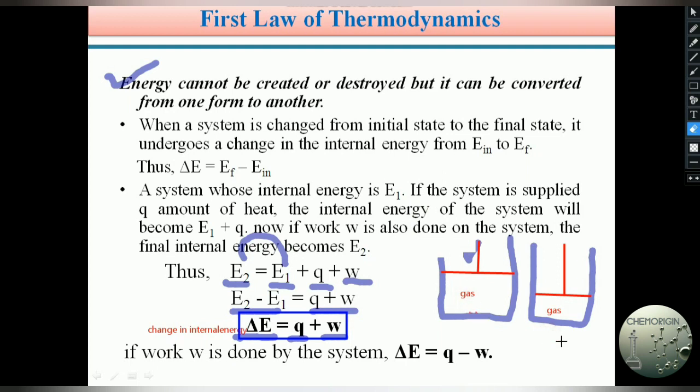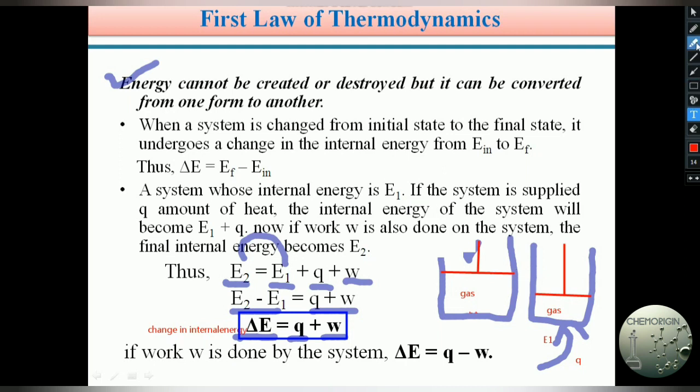Suppose this is your system present in the cylinder. This is your initial gas cylinder. Internal energy is E1. After giving Q amount of heat to the system, if you boil the system, Q amount of heat is given to the system and the gas is expanded, then what happened? The piston is moved from here to here.